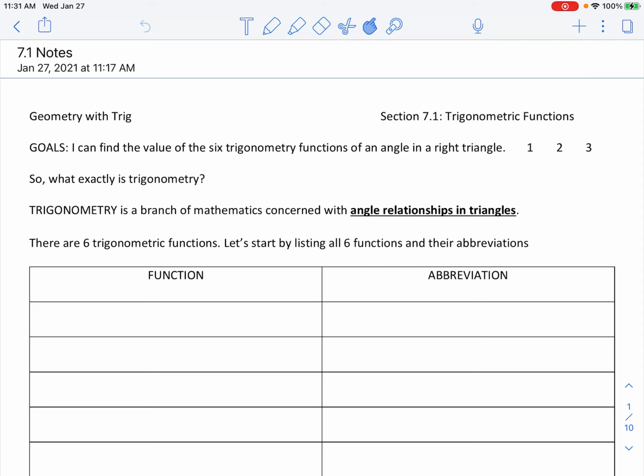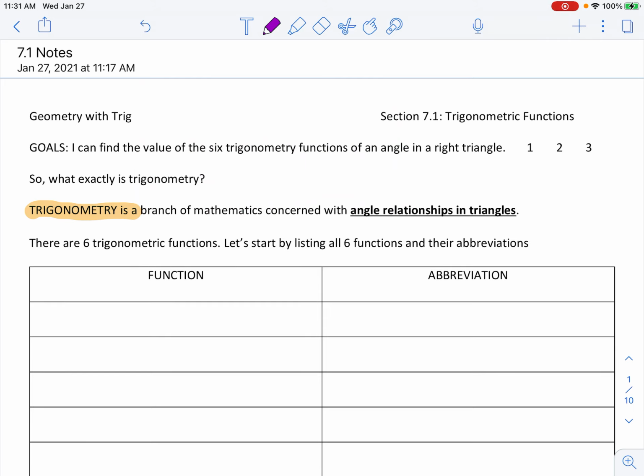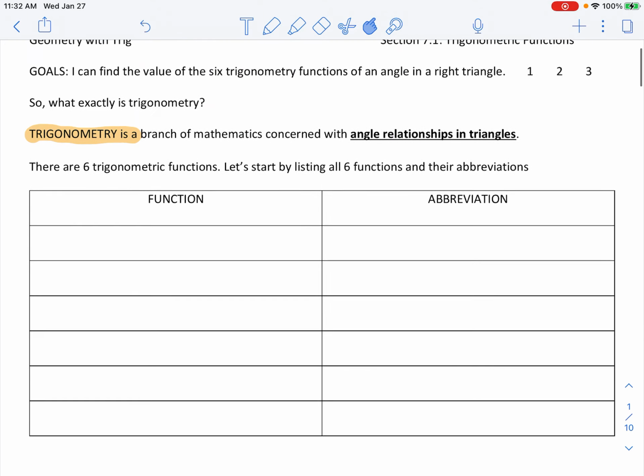So today our focus is to understand the trig functions, what the 6 functions are, and how we find their angle relationships in triangles. Here we go. The first thing we're going to look at is the definition of trigonometry: a branch of mathematics concerned with angle relationships inside triangles. We're first going to list the 6 functions and then talk about them, and then look at how we use these to identify ratios from a triangle today.